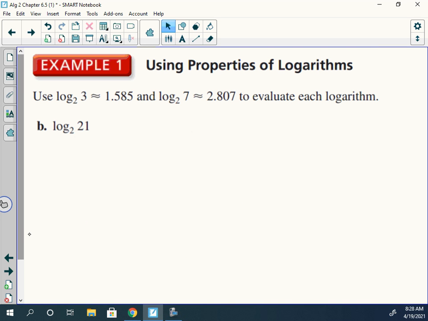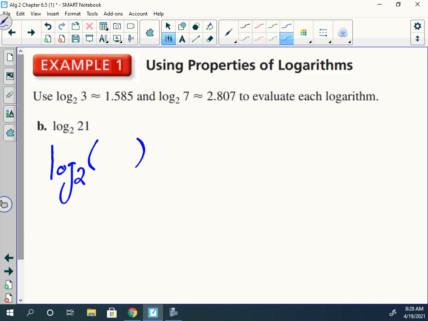So let's look at another one. Log base 2 of 21. Now we're going to go on and use the properties of logarithms. And this one here, well, 21, we really want to write 21 using 3 and 7. So how can I rewrite 21 using 3 and 7? Because 3 times 7 is 21.